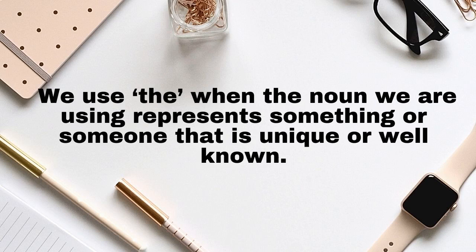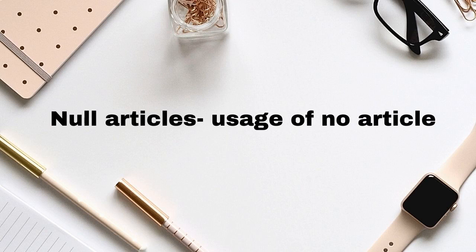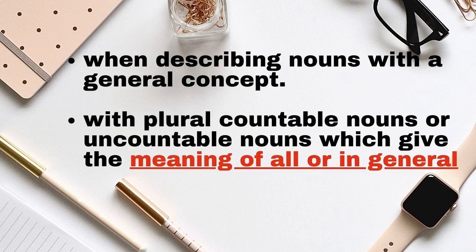We use the when the noun we are using represents something or someone that is unique or well known. The United States of America. The theory of relativity. Now, let us see some instances where we don't use articles. When we are describing things in general, we don't use any article. Also with plural countable nouns or uncountable nouns which give a general meaning, we don't use any article.